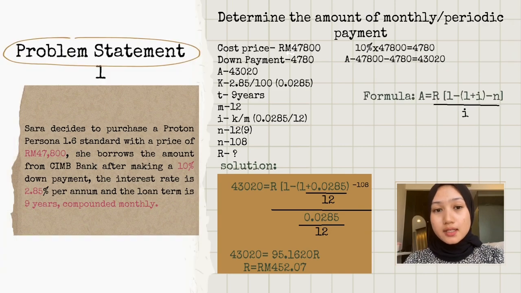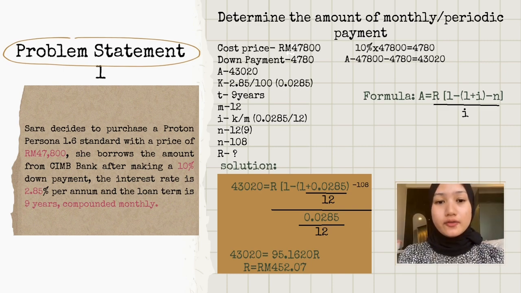Problem Statement 1. Sarah decides to purchase a Proton Persona 1.6 Standard with a price of RM47,800. She borrows the amount from CIMB Bank after making a 10% down payment. The interest rate is 2.85% per annum and the loan term is 9 years, compounded monthly. Question 1: we need to find the amount of monthly or periodic payment.